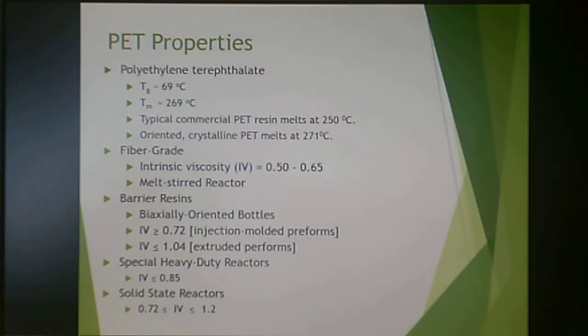You also make barrier resins from PET. You can have biaxially oriented bottles. Your intrinsic viscosity for that is generally higher, and in the injection molded preforms, or a little bit lower than 1.04 for the extruded preforms. You can also make these into heavy-duty reactors and solid-state reactors as well. But the primary application for these is blow-molded beverage bottles.